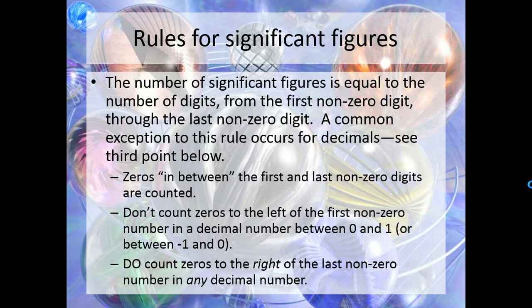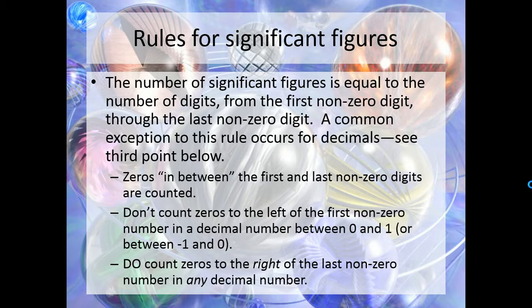So the rules for counting significant figures are that zeros that are in between the first and last non-zero digits are counted. But you don't count zeros to the left of a first non-zero number in a decimal number. For example, if I said 0.0035, you would not count those first zeros. You start counting at the 35. And once we start talking about scientific notation, that might make even more sense. But you do count zeros to the right of the last non-zero number in any decimal number.